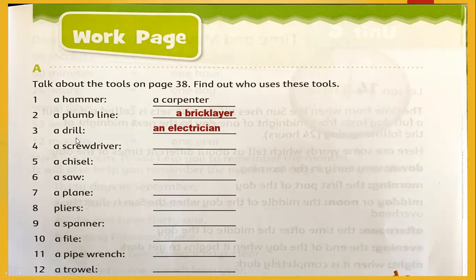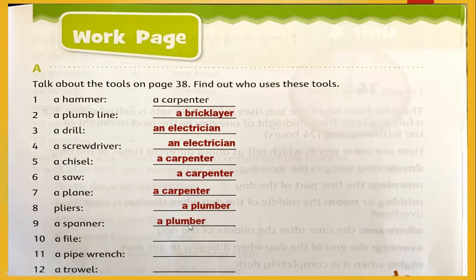He uses the drill machine. Screwdriver is also used by an electrician. Chisel, carpenter, to smoothen or reduce the thickness of wood. Saw is also used by a carpenter to cut a piece of wood. Plane is also used by a carpenter. Pliers are used by plumbers. Spanner is also used by plumbers. Maybe other persons also use these tools, but we mention here only one worker's name. File, carpenter, a pipe wrench, plumber, and a trowel, plasterer.